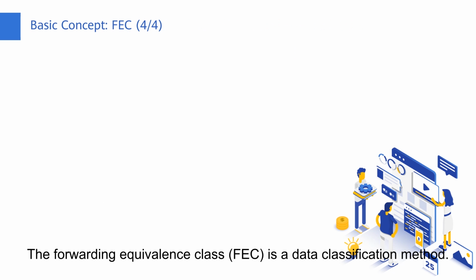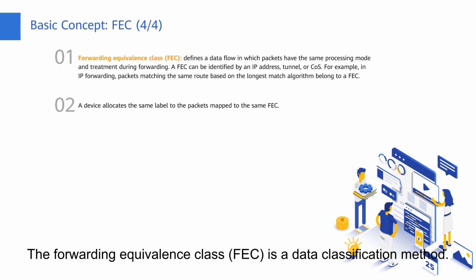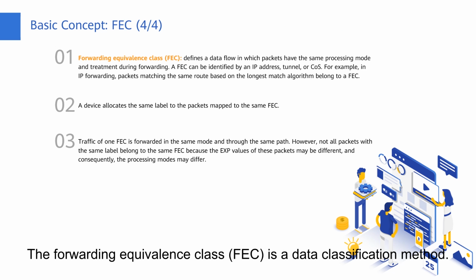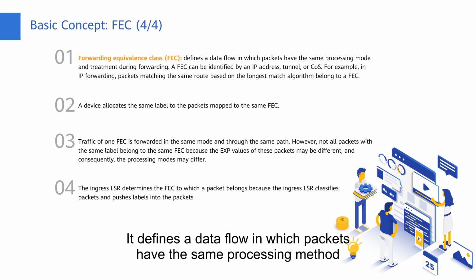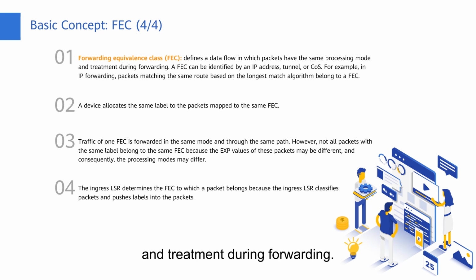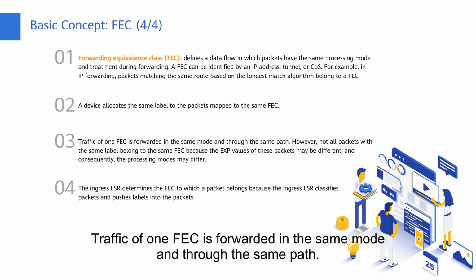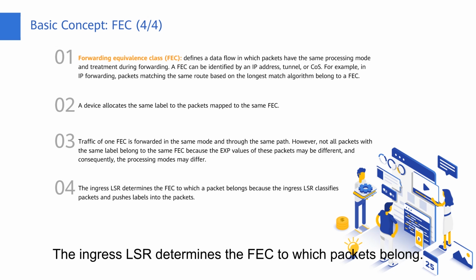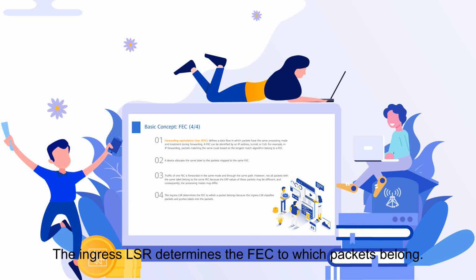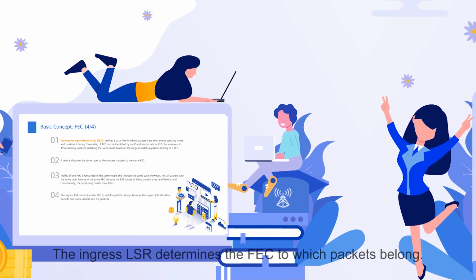The forwarding equivalence class, FEC, is a data classification method. It defines a data flow in which packets have the same processing method and treatment during forwarding. A device allocates the same label to the packets mapped to the same FEC. Traffic of one FEC is forwarded in the same mode and through the same path. The Ingress LSR determines the FEC to which packets belong.